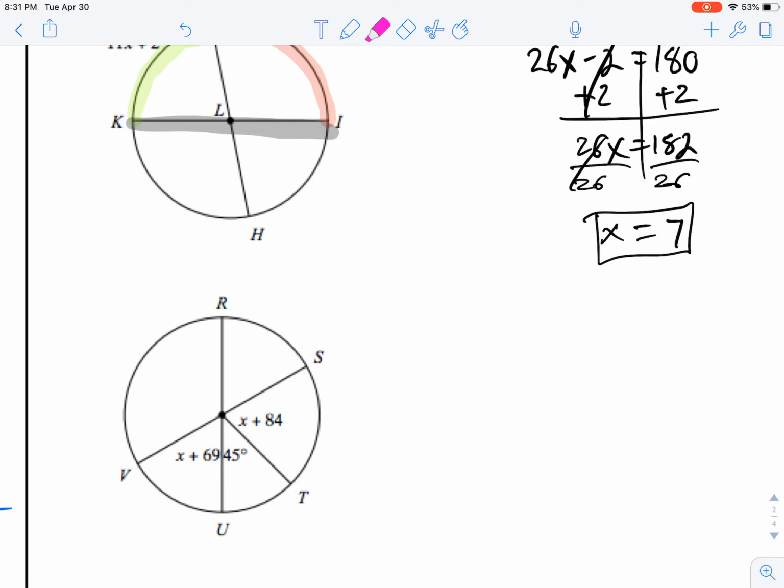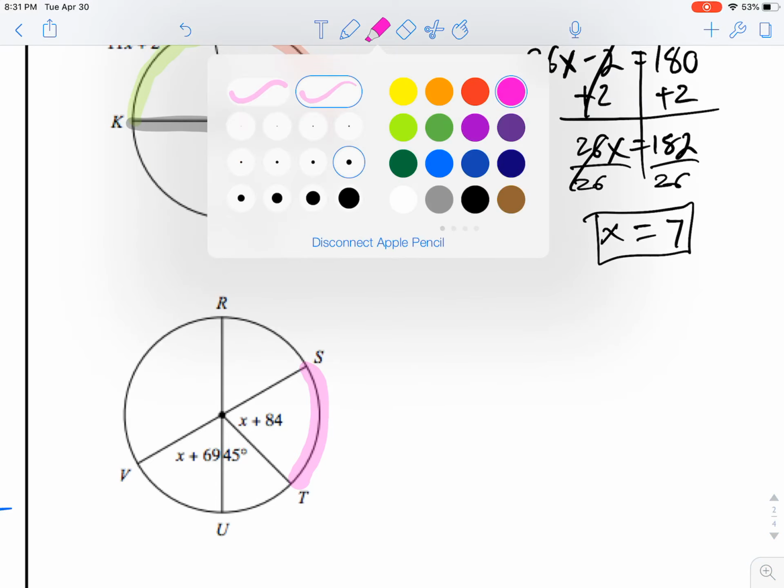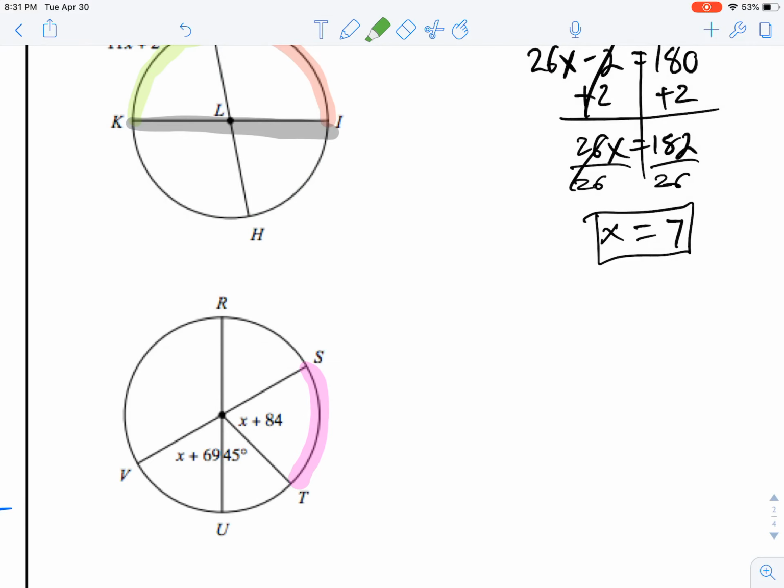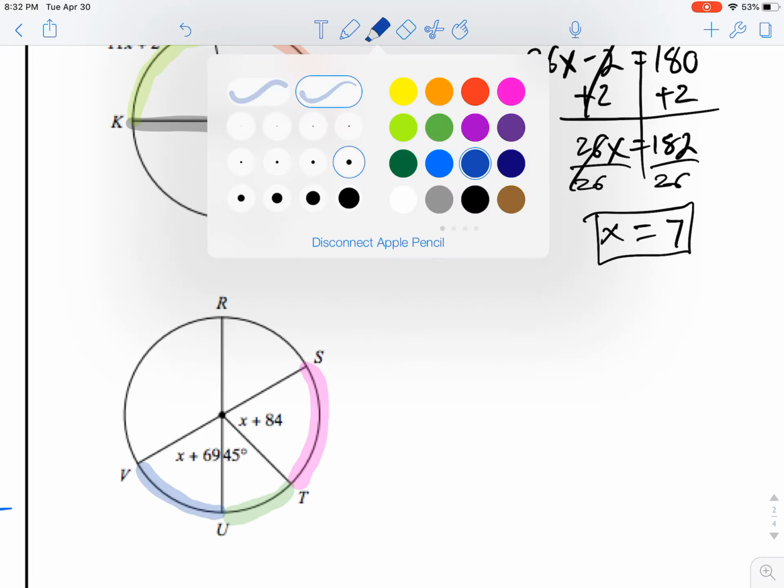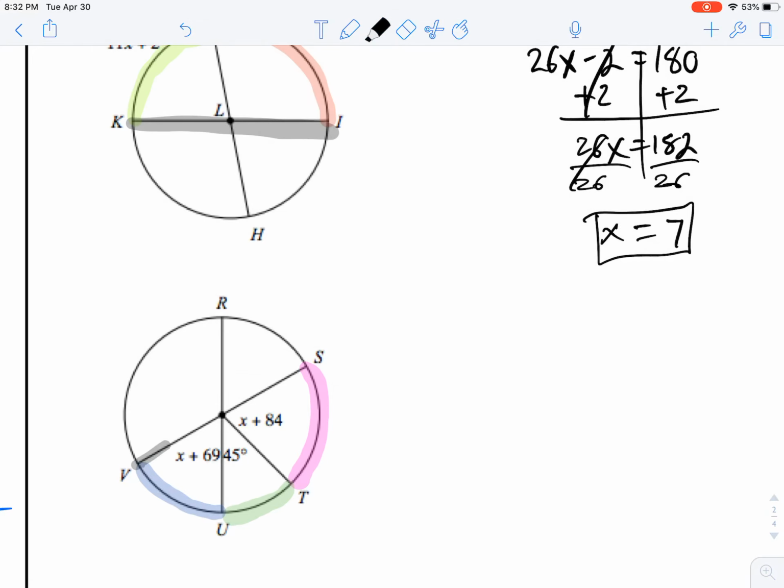So I have 3 different parts here. Let's highlight what we got, or trace what you got, to see what kind of circle we make, or what portion of it that we have. So I have S to T, T to U, and then U to V. Well, hey, they meet at that line that goes through that circle. Okay, it creates a semicircle. So I can put all these guys together and add up to how much?